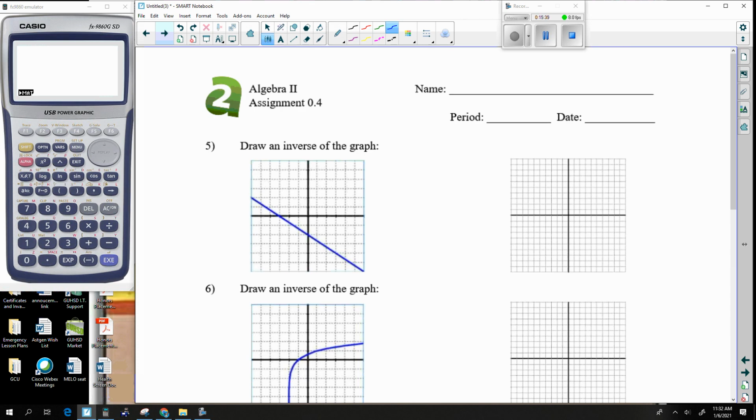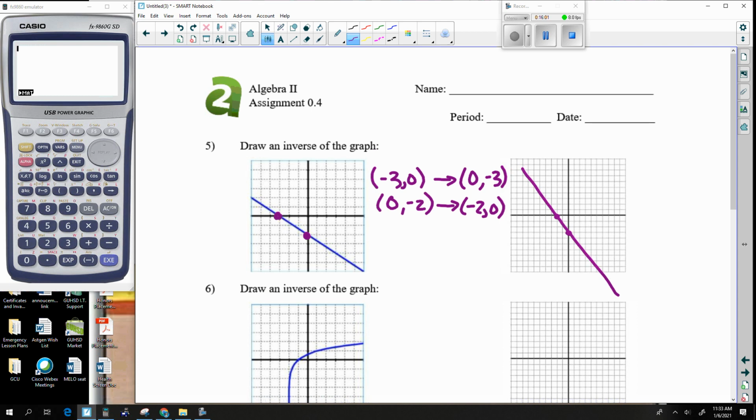All right, this one's pretty easy. To make a line, all you need is 2 points. So I see that we have what, -3, 0, and 0, -2. There it is.